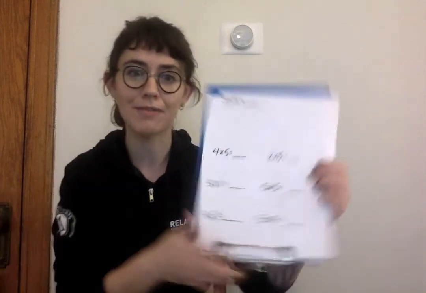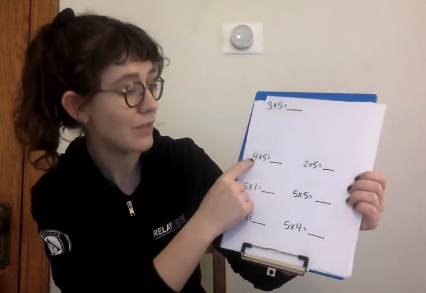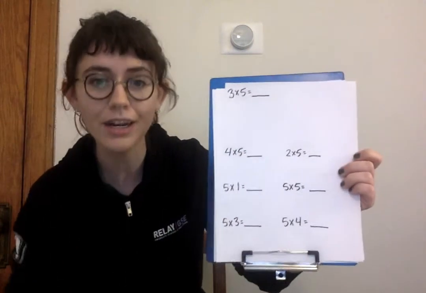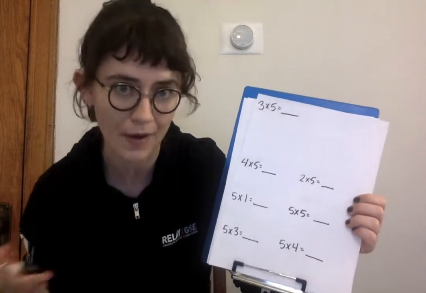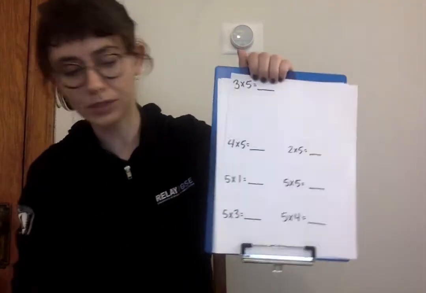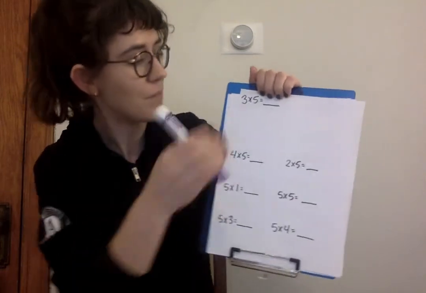So our first thing we're going to work on today is we're just going to keep practicing multiplying by 5, and I know that when I multiply by 5, even if the 5 is in one place or another place, if it's the first or the second factor, we can skip count by 5s to find the total or the product. So in this first one, I'm just going to show you how I think about it, and then we're going to try these ones on your own.